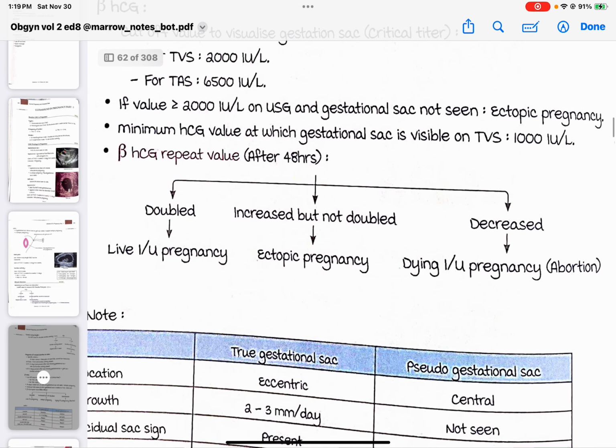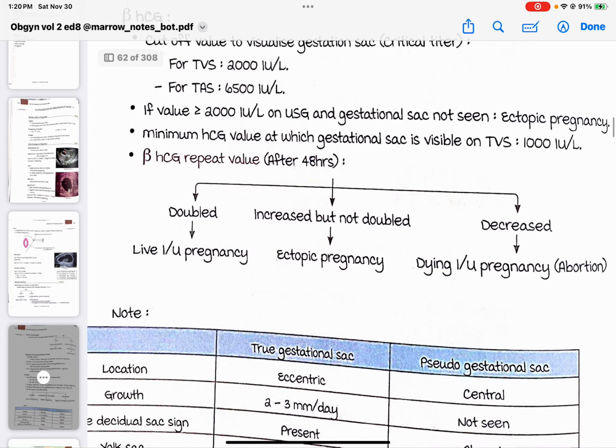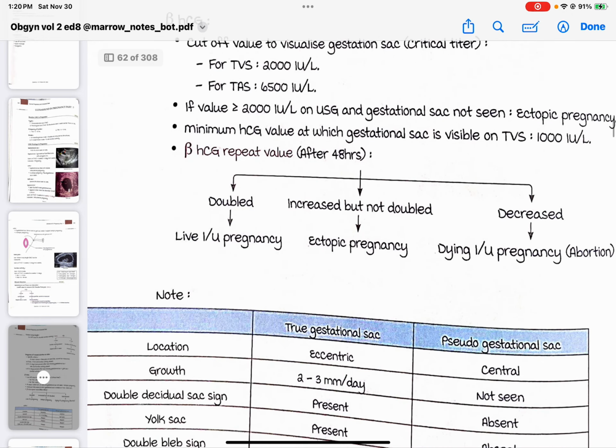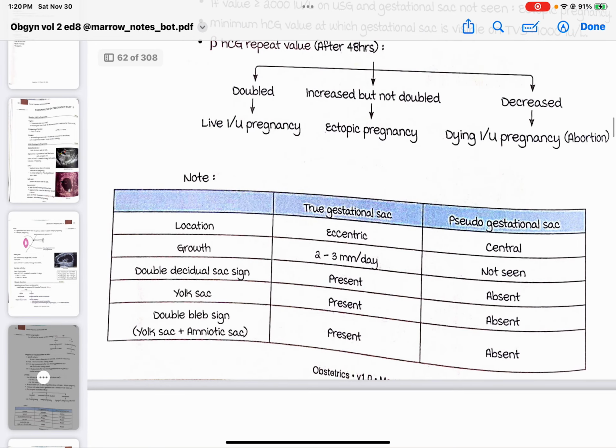Beta HCG repeat value after 24 hours: doubled, live intrauterine pregnancy. Increased but not doubled, abnormal. Ectopic pregnancy: decrease. Dying intrauterine pregnancy: abortion.